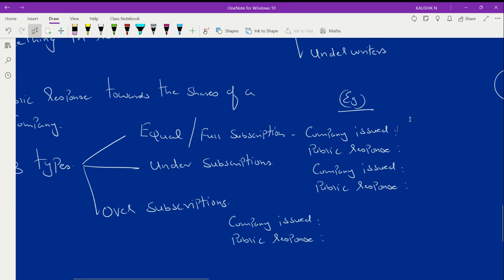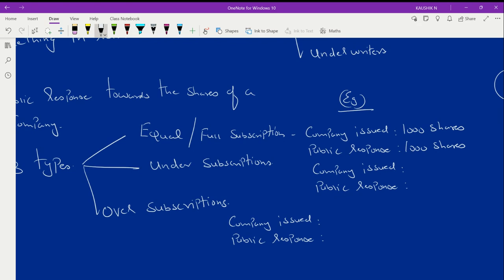Here, the company is issuing, for example, 1,000 shares. The public is also responding for the same 1,000 shares. Then that comes under the category of equal or full subscription. Is it clear to you?